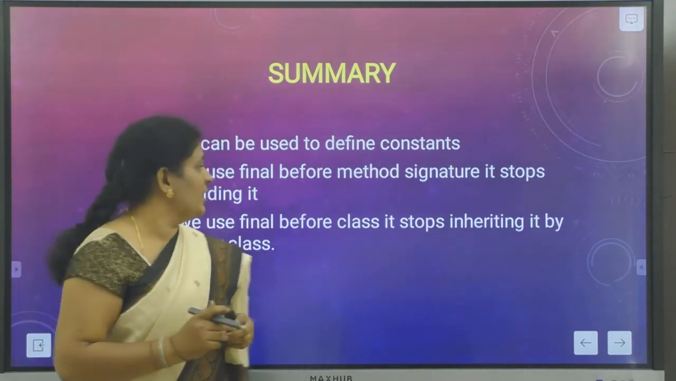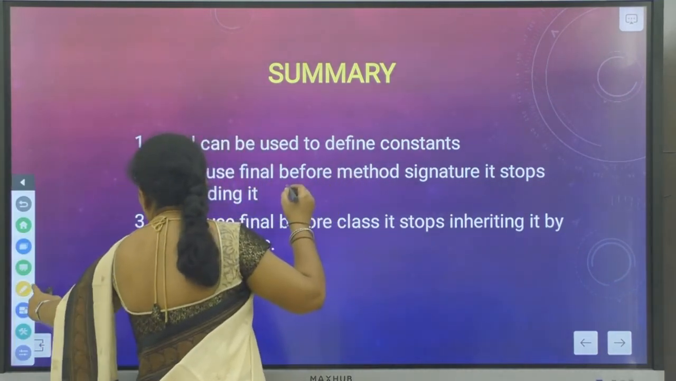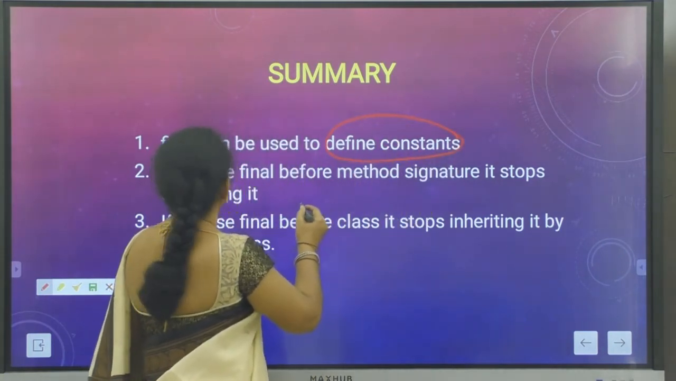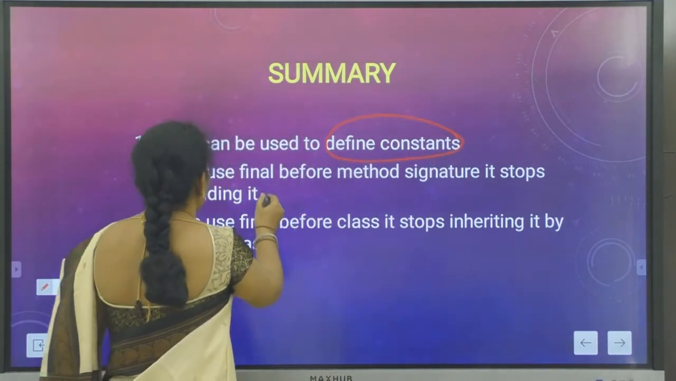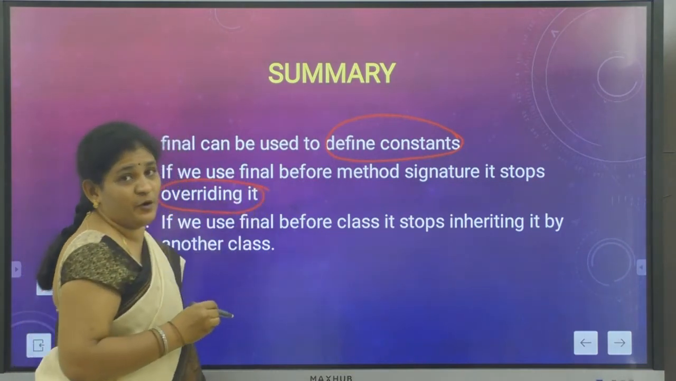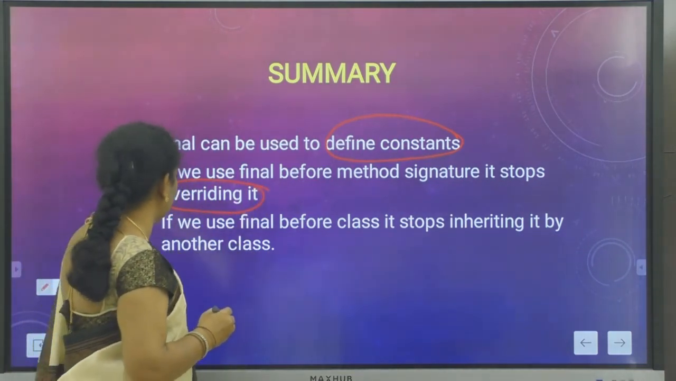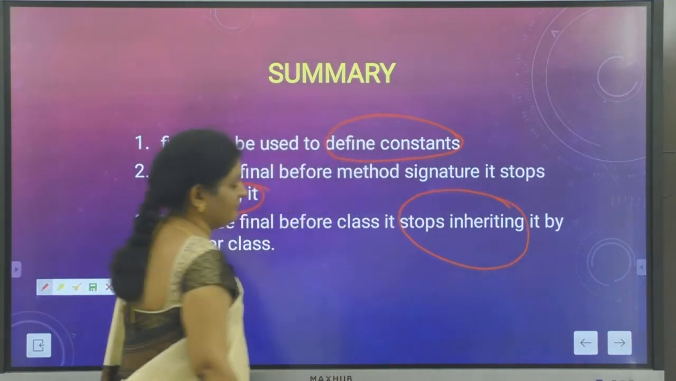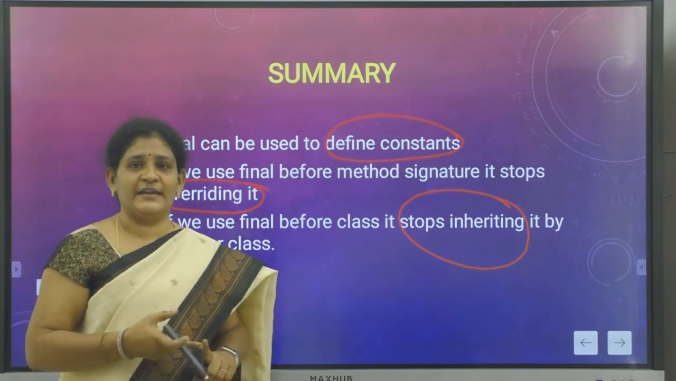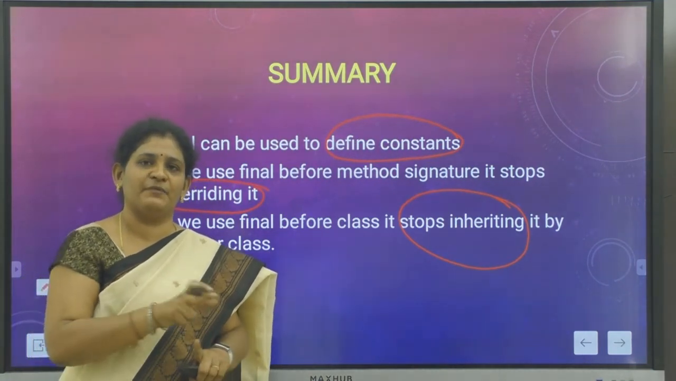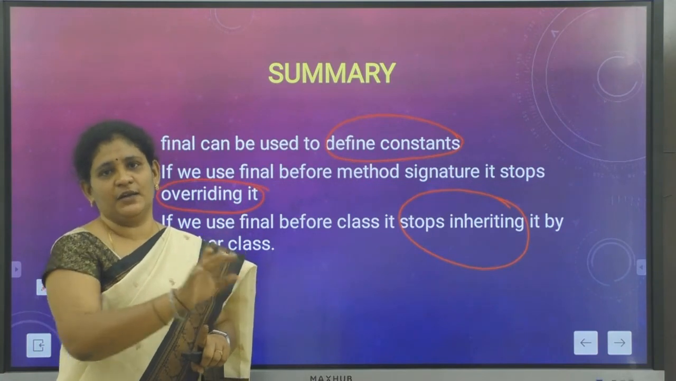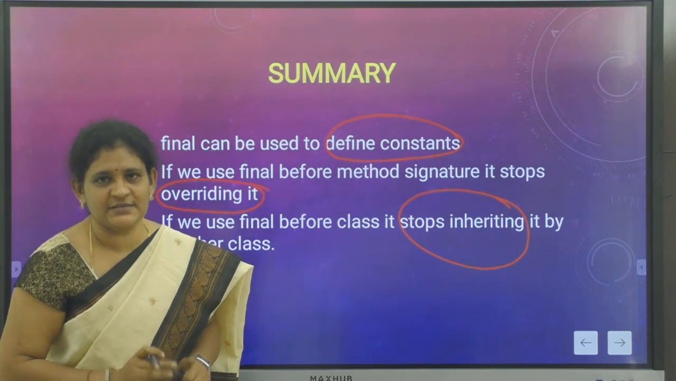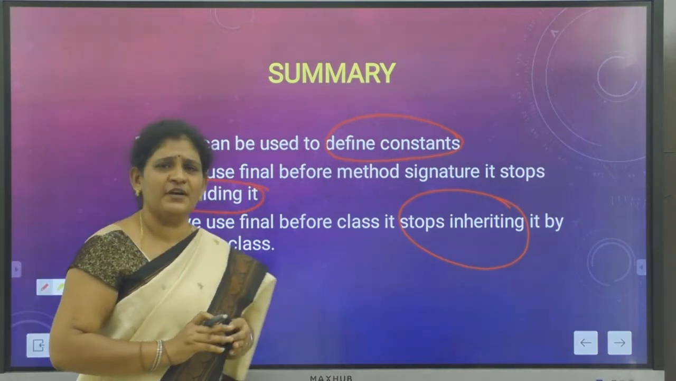The first usage is to define the constants. The second one is to stop overriding a method. If you want to stop overriding any method in the subclass, we can use a final method. The last one is to stop inheriting a class. Also we can use the final keyword. So overall we can use final before the method. If we use final before the method, that method cannot be overridden. If we use the final keyword before the class name, that class cannot be inherited by any other class. This is the summary of the final keyword.